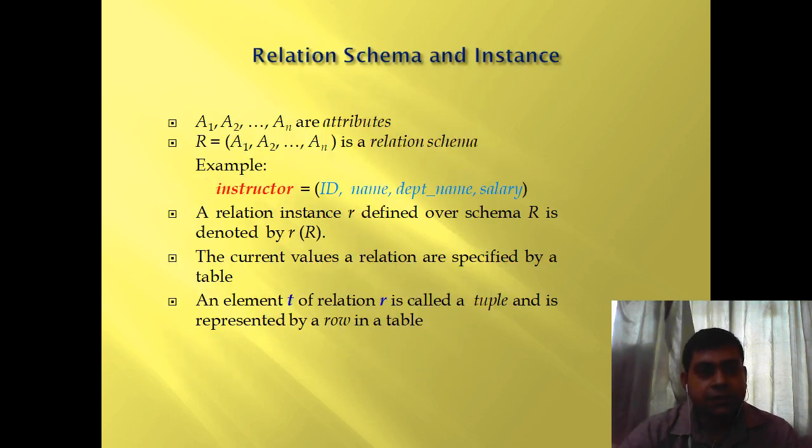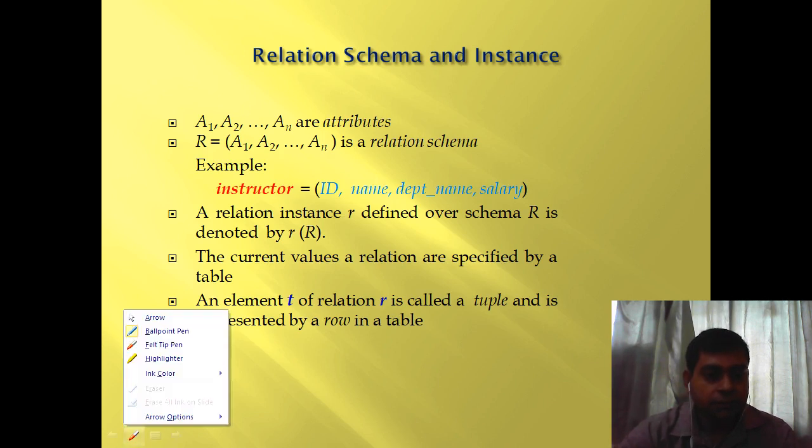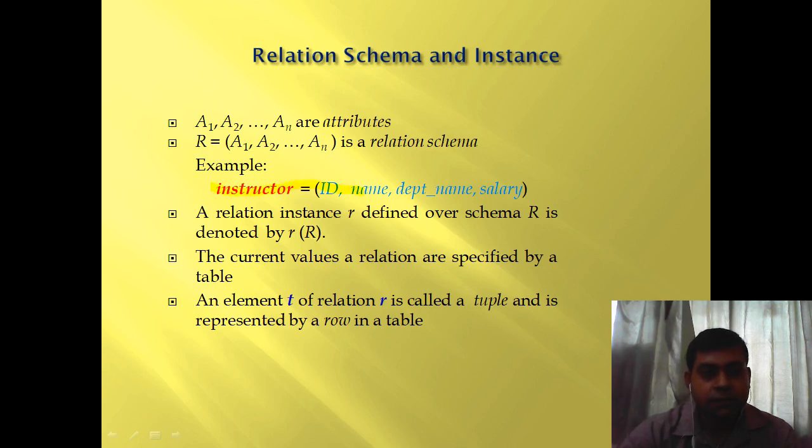Now relation schema and instance. Let's say there is a relation R where there could be many attributes A1, A2 and so on and so forth up to AN. Now what is called a schema? Here the instructor is the schema, and the schema is having this many number of columns. So what are the column names? ID, name, department name and salary.